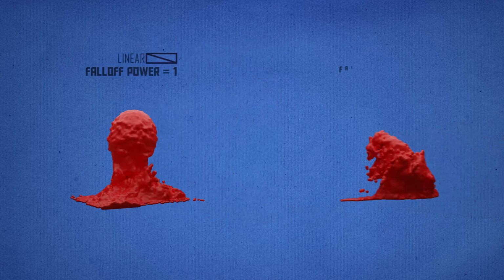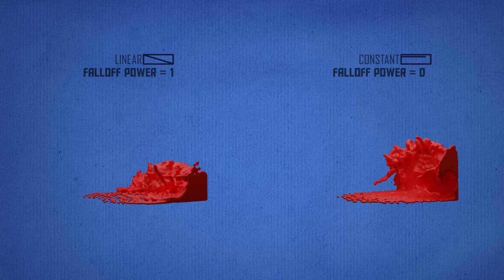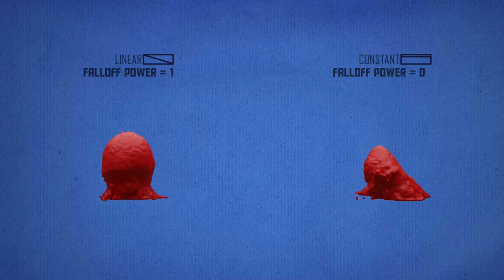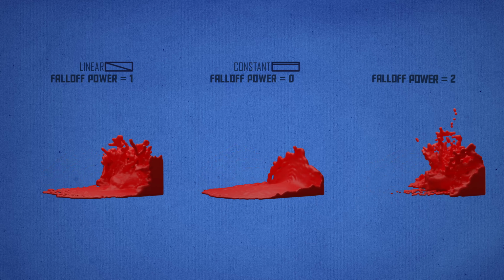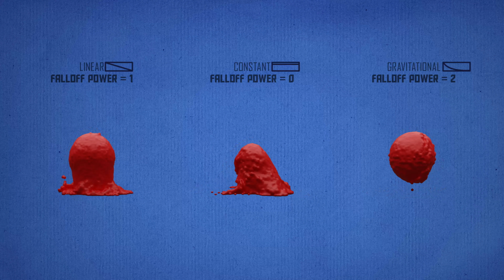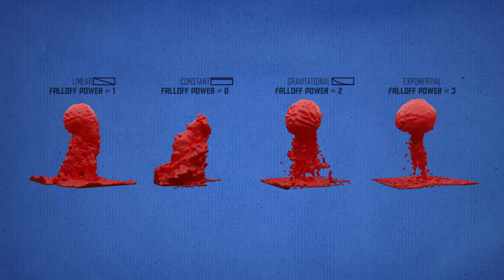Changing the fall-off to 0 creates a constant force, so the power of the point force does not change based on distance, and the max force limit no longer affects the power. Moving the fall-off to 2 has a gravitational fall-off, or an exponential drop-off in power based on distance. And lastly, we're able to move the fall-off to 3, which increases the fall-off exponentially.